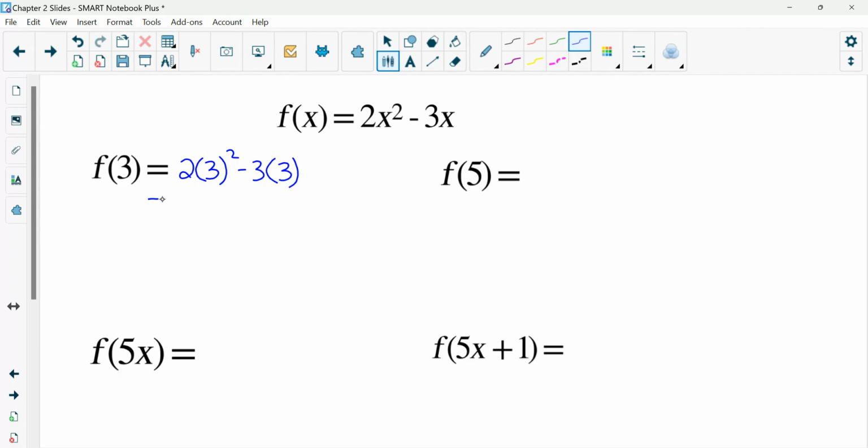And then I have to follow PEMDAS. So I have to do the exponents before I multiply. So this would be 2 times 9 minus, I can multiply that, 9. And I have to multiply before I subtract. 18 minus 9. So I'd say f of 3 equals 9.